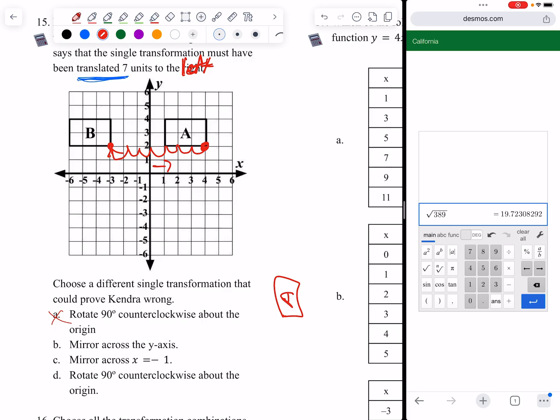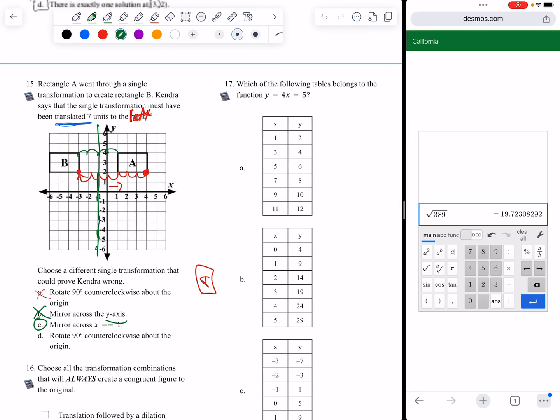Can you mirror it across the y-axis? So if I mirror it across the y-axis, there's my mirror. But this is only 1, and this is 1, 2, 3. So that is not the same distance. Mirror across x equals -1. So that's over here. So now that's 1, 2, 1, 2. So that one looks like it will work out. And I already said rotation 90 degrees will not work.